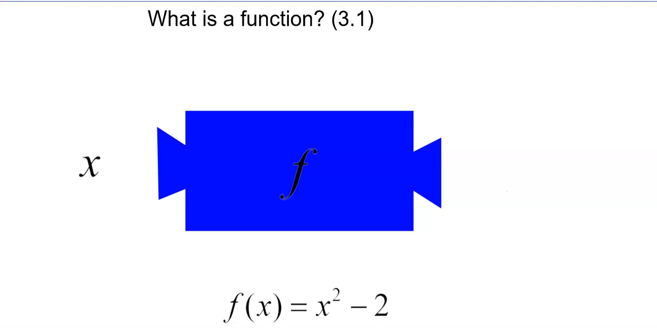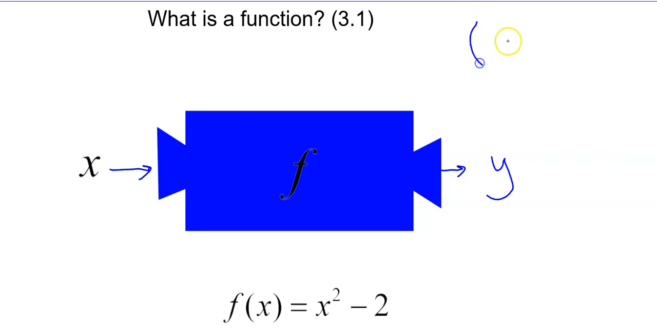So you can think of a function like a machine. So x is what you input into a function. It could be a number, could be a variable or a combination. And the output is basically y, but we don't call it y anymore.